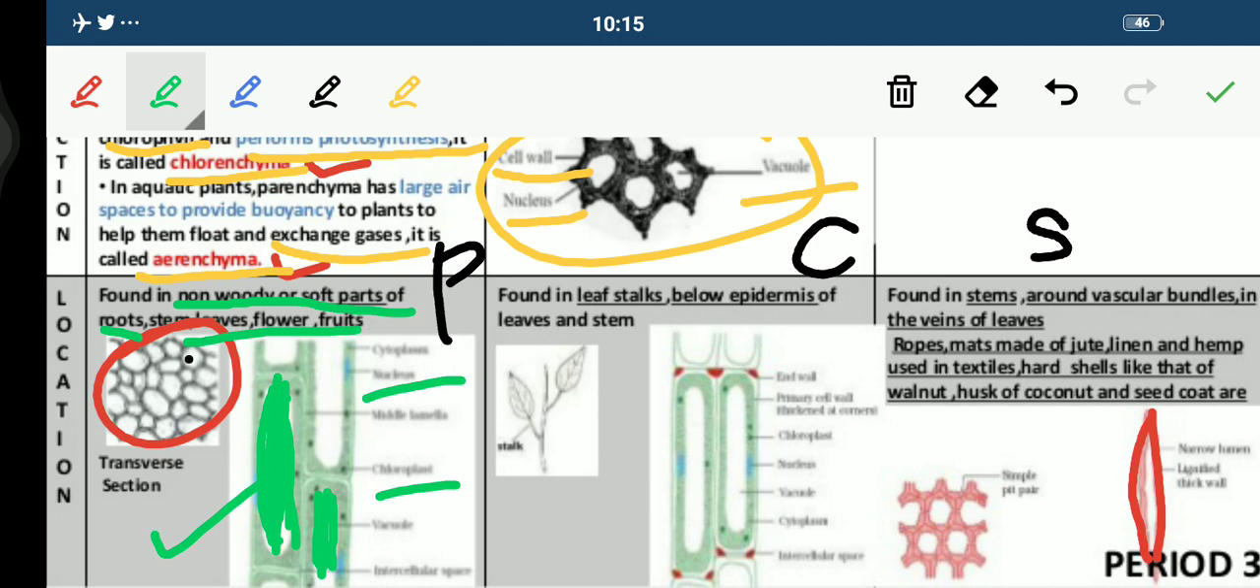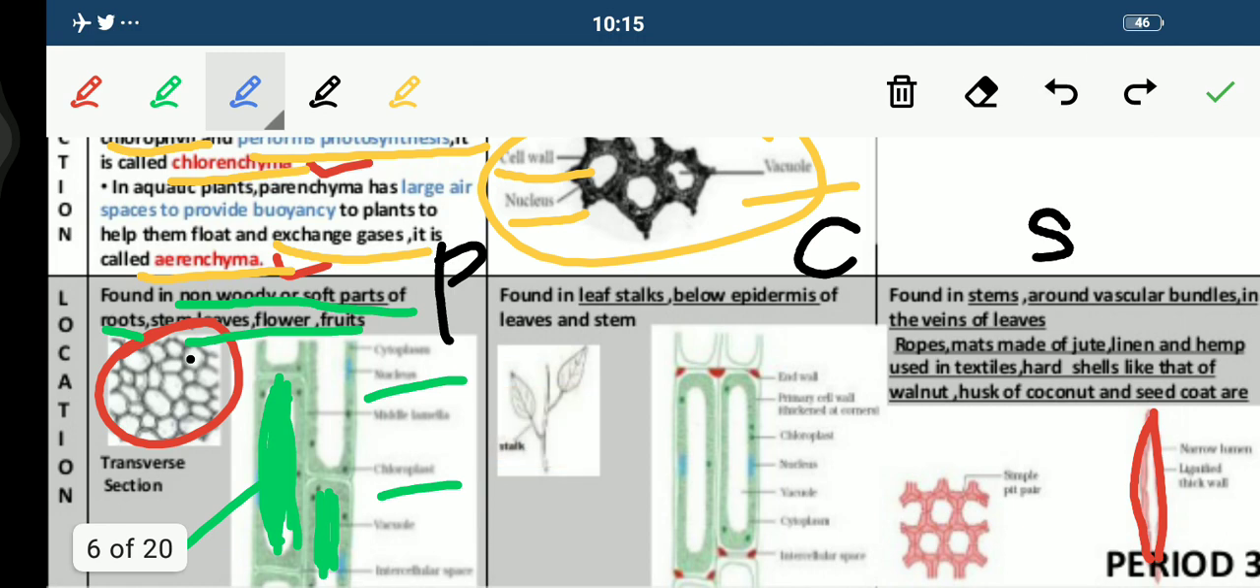Fine. Next we have, students, the collenchyma. So they are found in the stalks of the leaves. Like you can see here, this one is the stalk. You can see here the part with the help of which the leaf is attached. Fine. This is what the stalk is. Look here again. This is the stalk. Fine, students. Then below the epidermis of leaves and stems. Epidermis is a layer, students, that we are going to study just after this topic. So below the epidermis of leaves and stem, it is present.